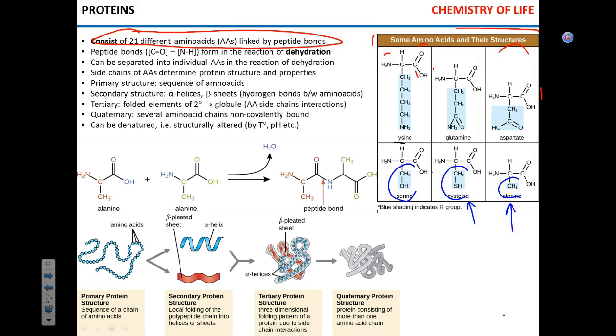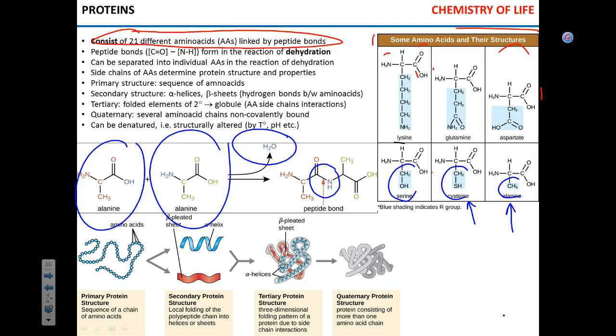So if you take one amino acid and another amino acid, 2 amino acids, in the reaction of dehydration again, they form a peptide bond. So amino acids are connected to each other in the peptide or in the protein by the peptide bond. Are we clear about it?